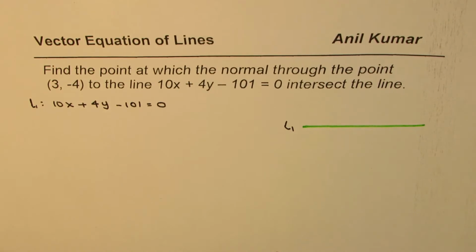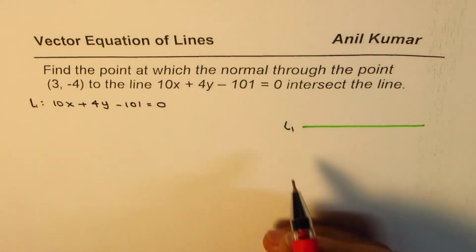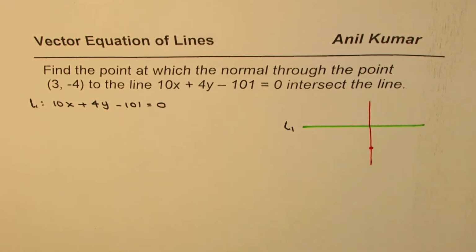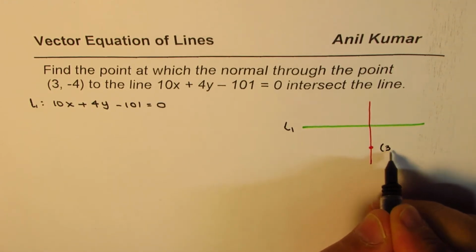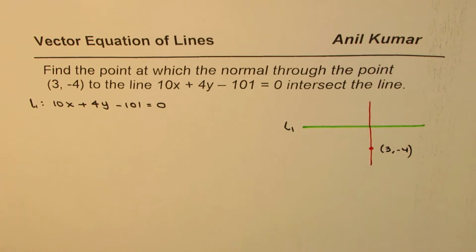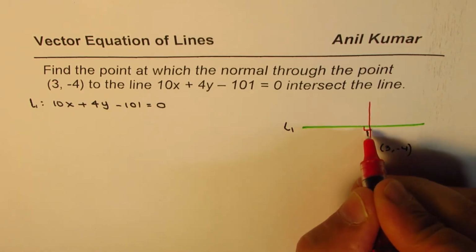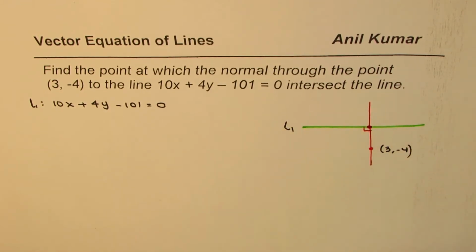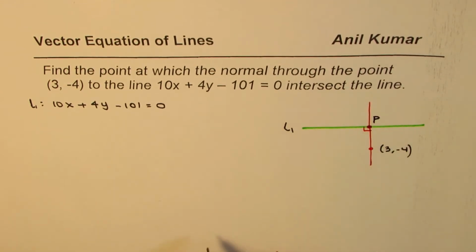Now we are also given a point which is external to this line, (3, -4). If we draw a normal to the line, that is to say a perpendicular line, then it will intersect this line at a point. We need to find the coordinates of that point. So that is the question for us.